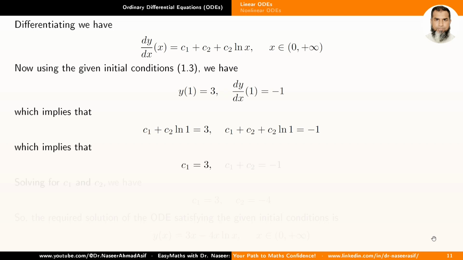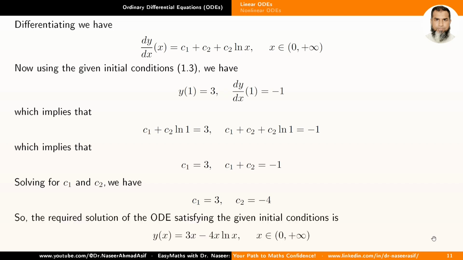So C1 is equal to 3 and C1 plus C2 is equal to minus 1. Solving these for C1 and C2, we have C1 is equal to 3 and C2 is equal to minus 4. So the required solution of the ODE satisfying the given initial conditions is y(x) is equal to 3x minus 4x log x, where x is in the open interval from 0 to plus infinity.